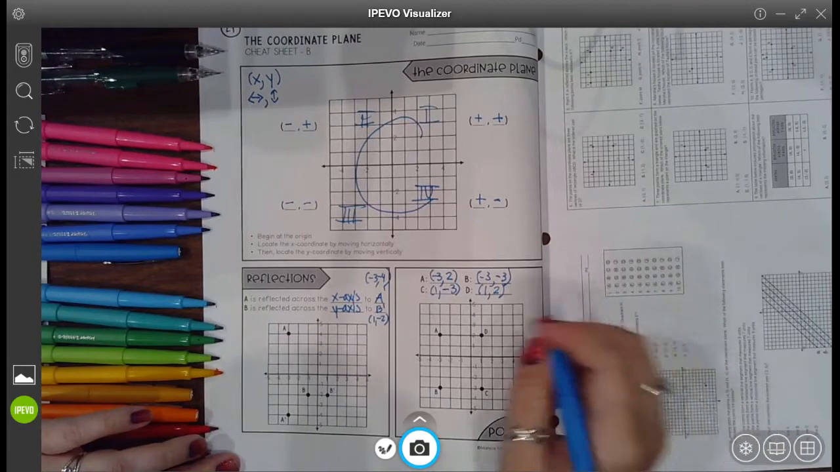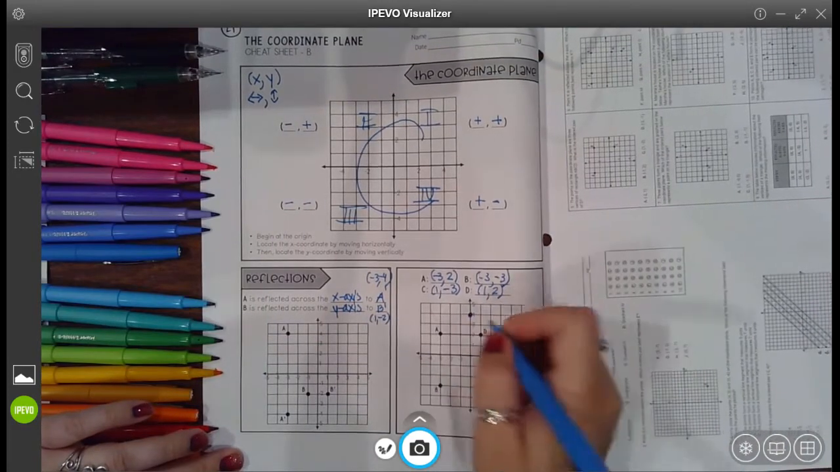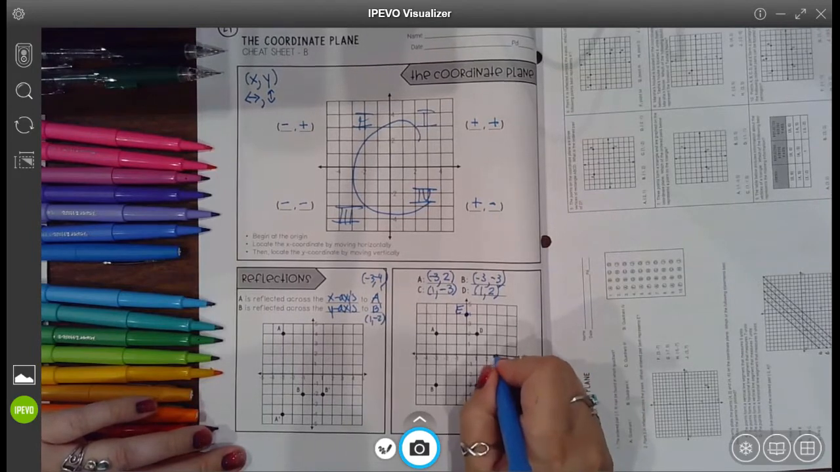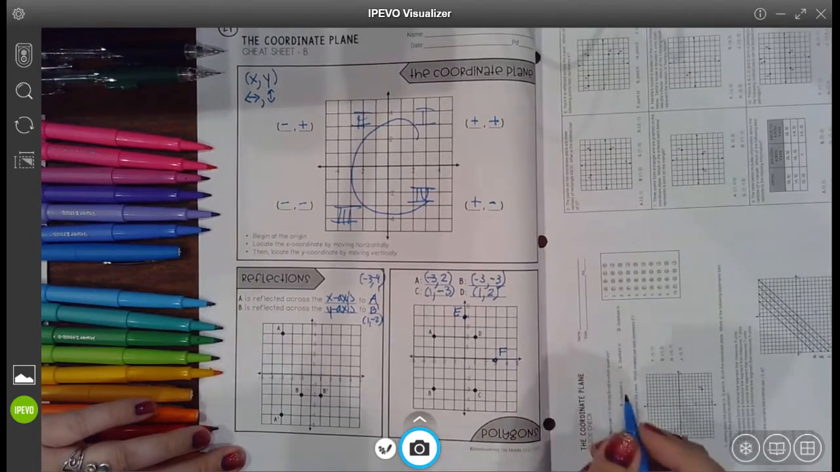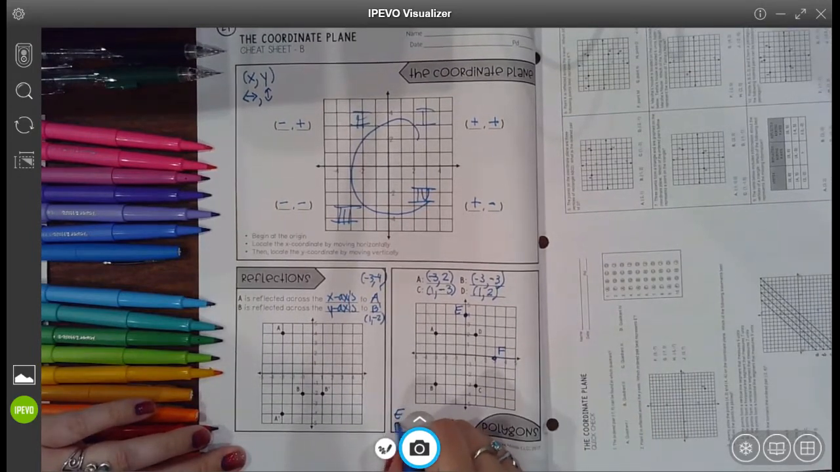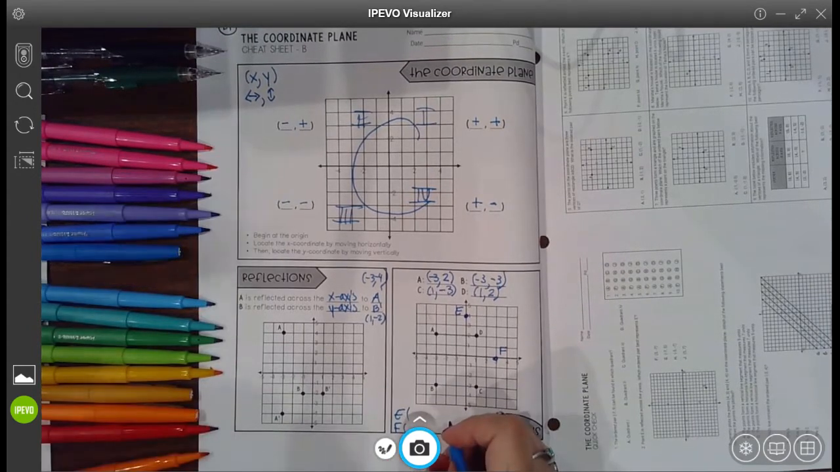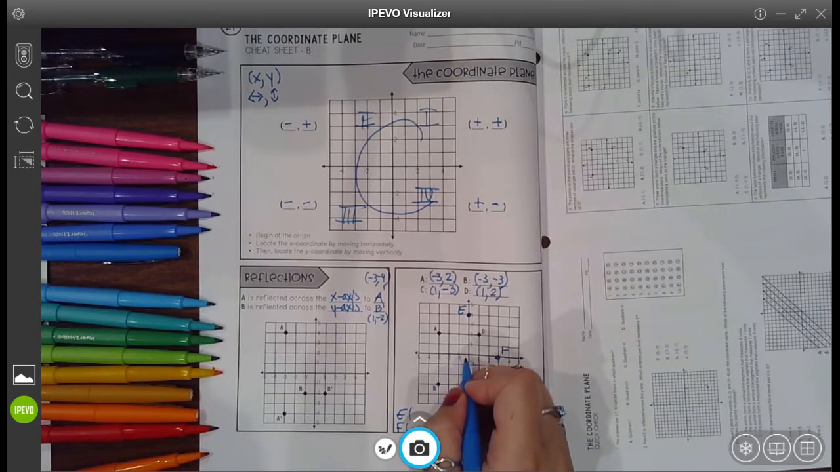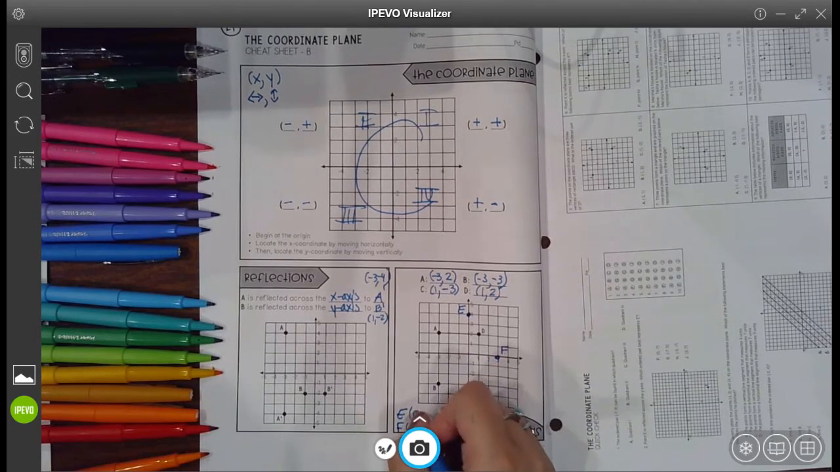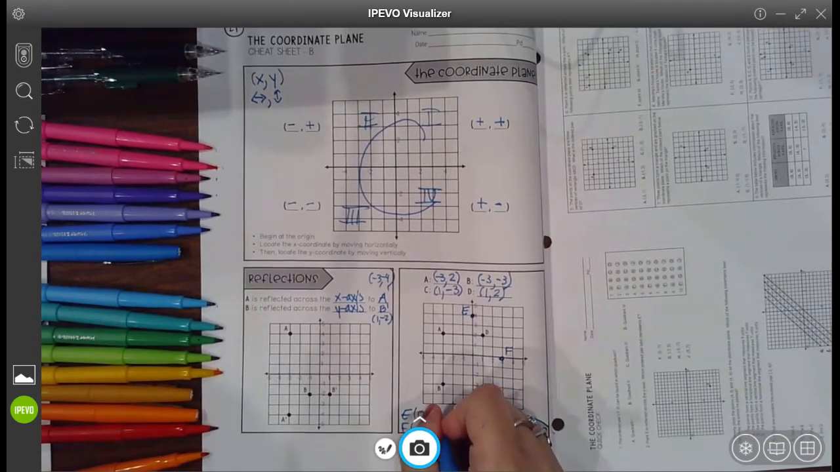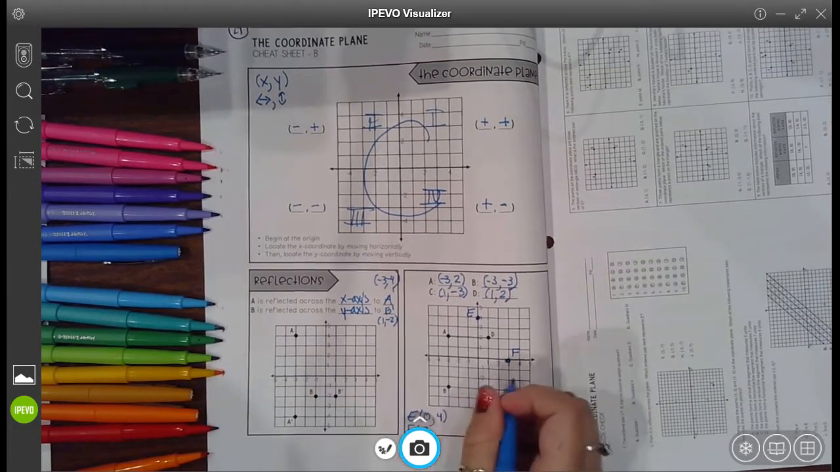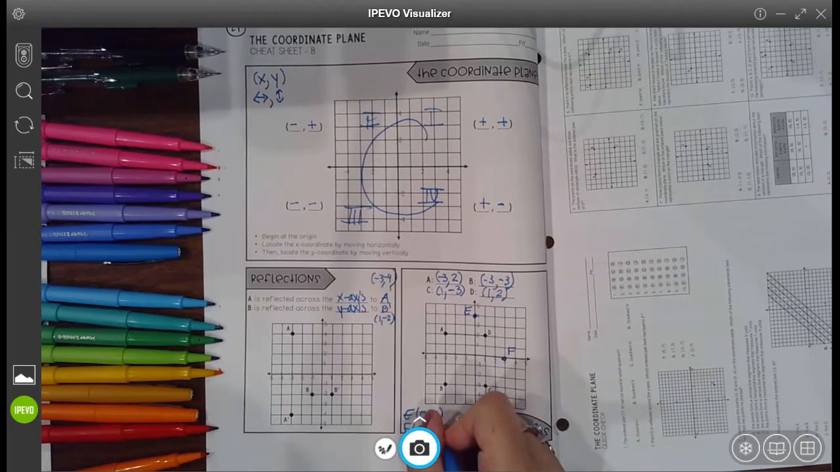Okay, for an added bonus, I want you to pretend that this is point E and this is point F. Can you label E and F for me? Added bonus. Okay, for E, how far over did it go? It went over nothing. And then how far up? It went up 4. Okay, and then for F, it went over 3 and up nothing.